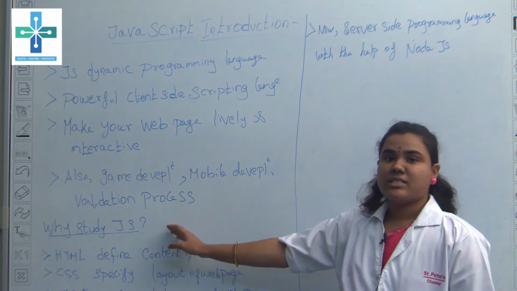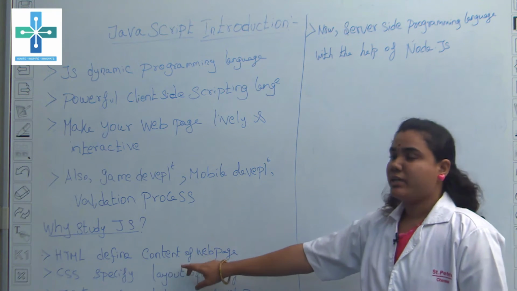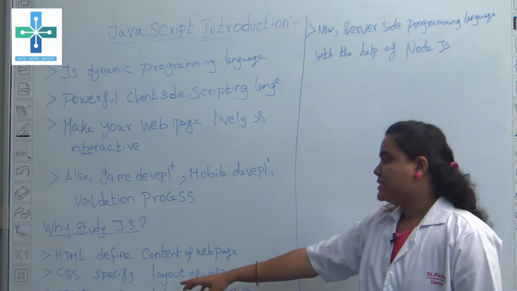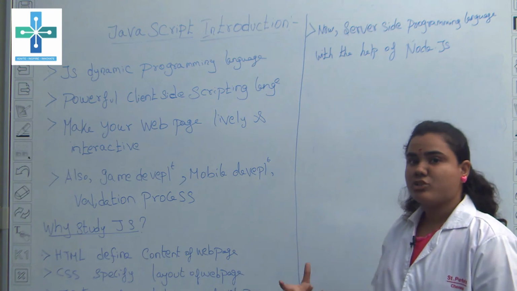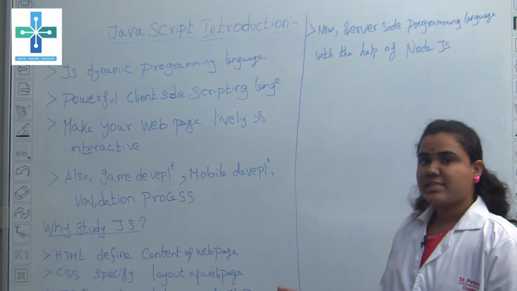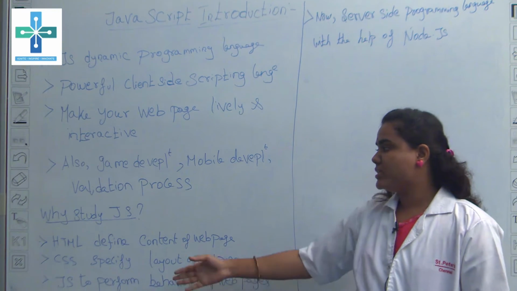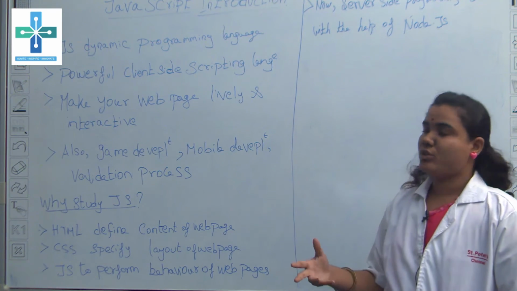Why do we study JavaScript? In HTML, we define the content of the web page. Content of the web page in the sense it's the exact matter of what we are searching. And CSS specifies the layout of the web page. Layout in the sense it's the structure of a web page. We can build a web page on these two, but these two are very static web pages. Whenever you use JavaScript, the behavior of the web page will be more lively to the user.